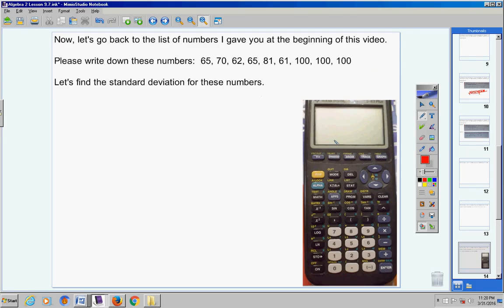Now after you've entered your 9 numbers, listen carefully, you want to quit. So the word quit is right here above the mode button. So hit second and mode, and you'll come out of this. Okay, now your screen should be blank.